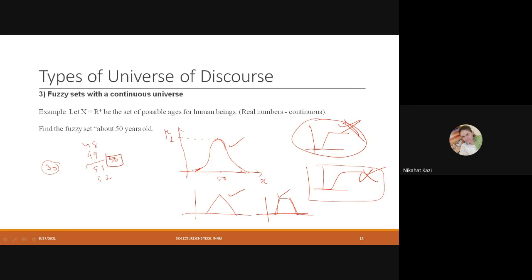Okay. There could be variations. That is what I'm saying. There could be variations, but it has to be logically correct as well. If there is something like this, then it has to be logically correct.